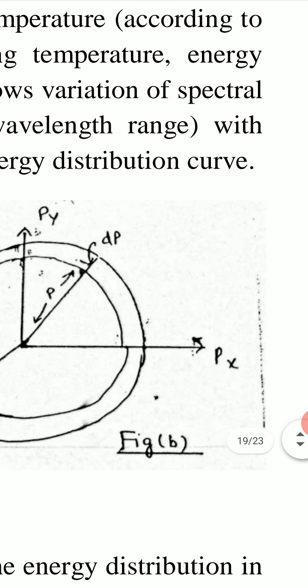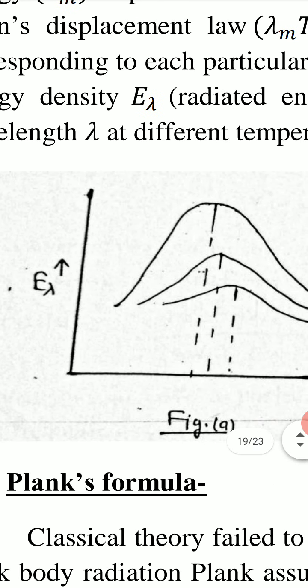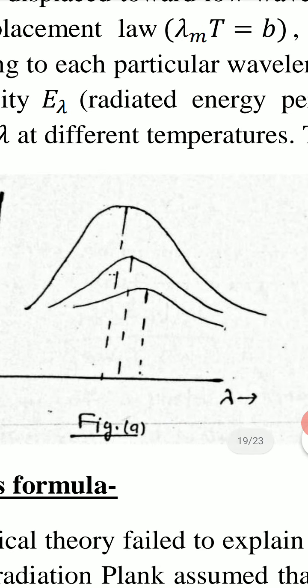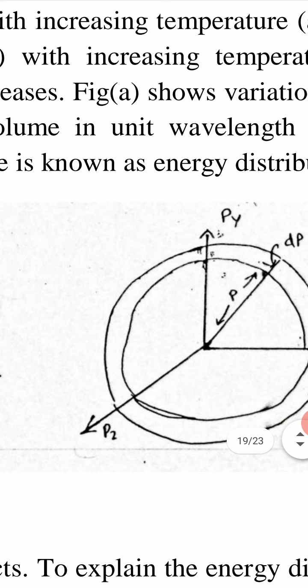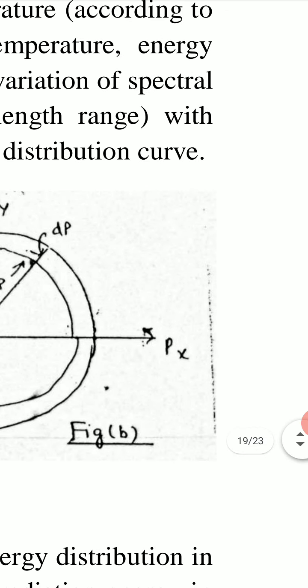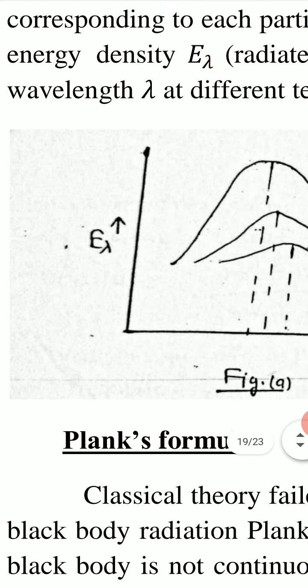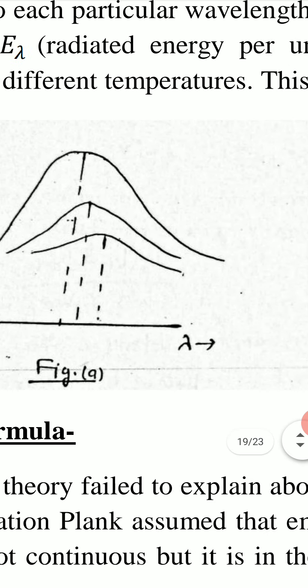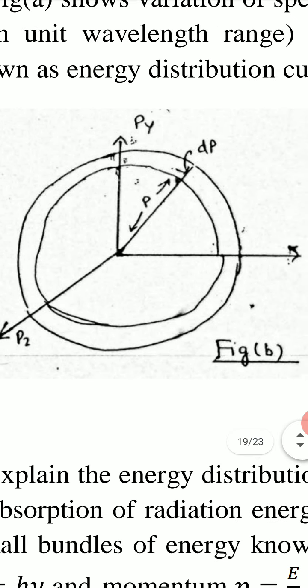This figure shows variation of spectral energy density E lambda, which is radiated energy per unit volume in unit wavelength range. And this is plotted with wavelength lambda at different temperatures. This curve is known as the energy distribution curve.